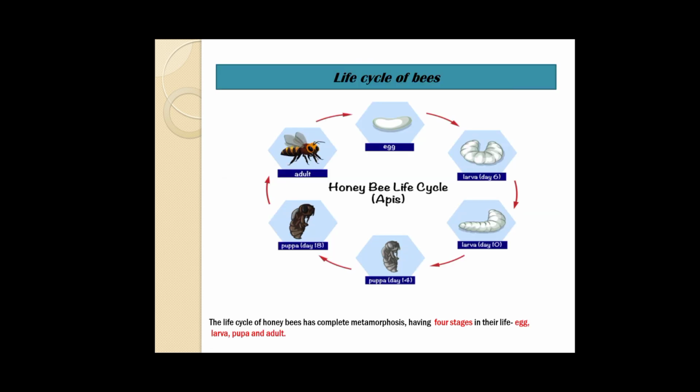Life cycle of honeybees. The life cycle of honeybees has complete metamorphosis, having 4 stages in life: egg, larva, pupa, and adult. At first, mating is done between queen and drone. Then, the egg is produced. On day 6, the larva could be identified, and on day 10, the larva is completely formed. Then further development takes place, and on day 14, the pupa could be identified, and on day 18, the pupa is fully developed. Then the fully developed pupa of day 18 develops into an adult, and then this process continues.